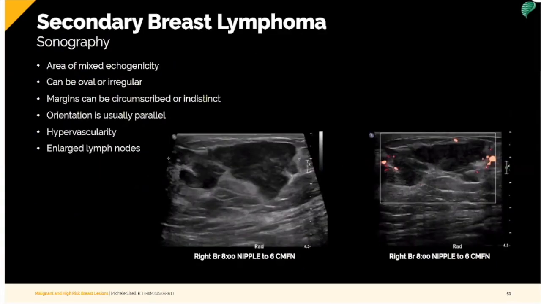The sonographic features of breast lymphoma can be nonspecific. The area can be of mixed echogenicity or appear as a hypoechoic mass. The shape can be oval or irregular. Margins can be circumscribed or indistinct. Orientation is usually parallel to the skin. So here you can see parallel. Lymphomas are usually hypervascular, and lymph nodes in the axillary region may also be enlarged.